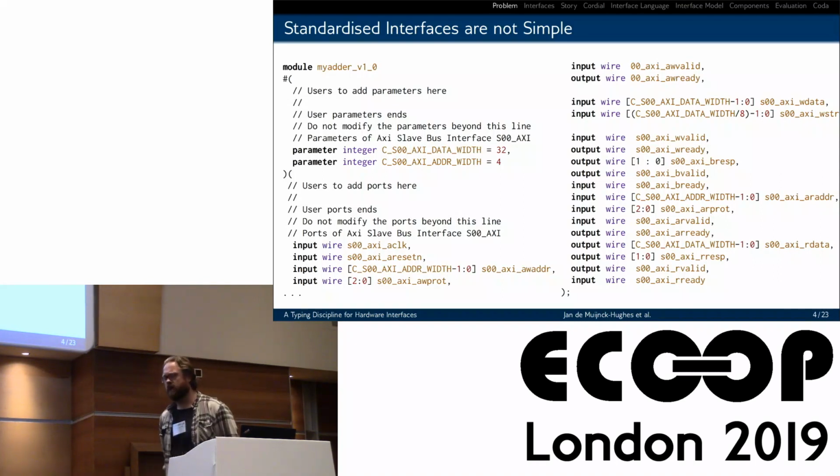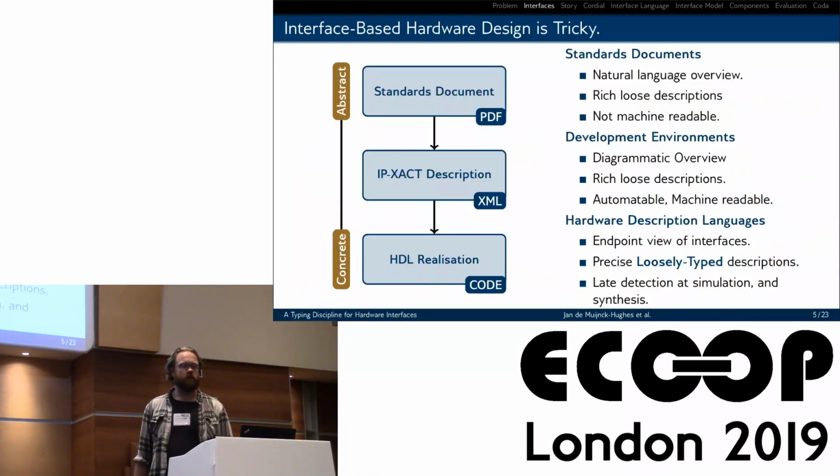There's a standard called APB that has, well, not just these strobes, but the ports that we see might be optional, you might not have them, or they might be there. Whether you require them or not will be dependent on which side of the channel you're working on. I'll go through that in a bit more detail. But in general, interface-based hardware design is tricky.